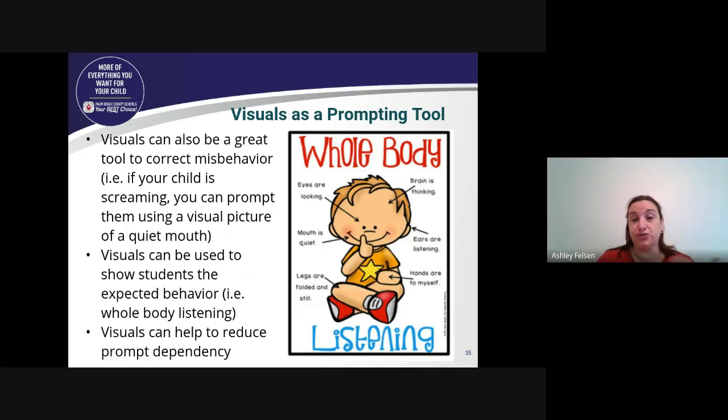So one of the resources we've also included in this training folder is whole body listening. And this is a picture of what we provide a bunch of different pictures if you want to use, but this one shows you what does it look like when I'm a whole body listener. My eyes are looking, my mouth is quiet, my legs are folded and still, my brain is thinking, my ears are listening, and my hands are to myself. So this shows the child what the expectations are while we're learning or listening.